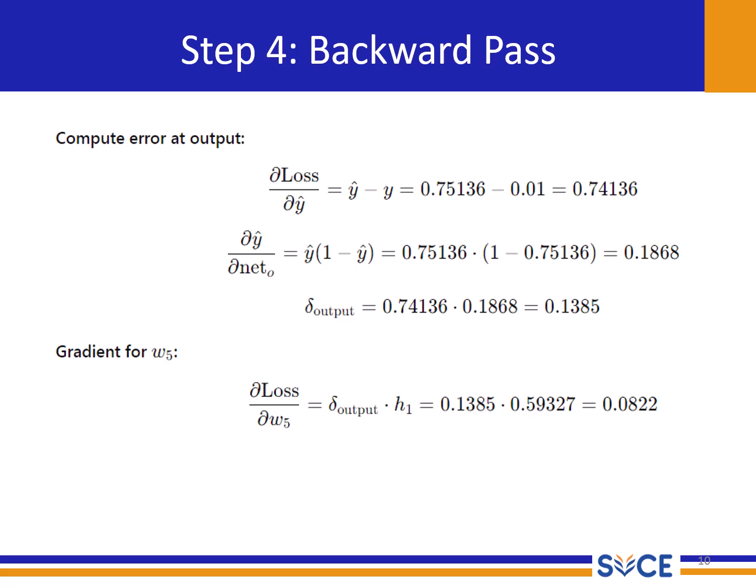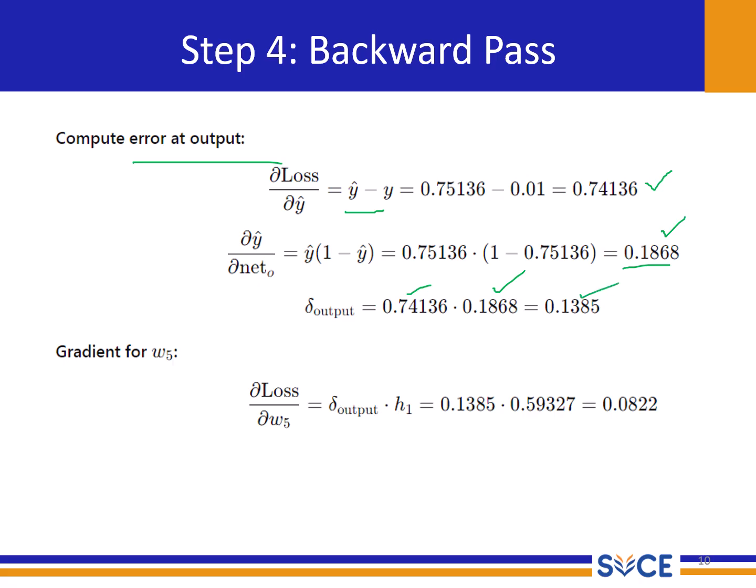In the backward pass, the error is computed and it is back propagated to the previous layers. Here the error is computed at the output by using the formula y cap minus y, which gives the value 0.74136, and then dou y cap by dou net 0, which gives the value 0.1868. These two values are multiplied to find the error. Okay, now it is 0.1385.